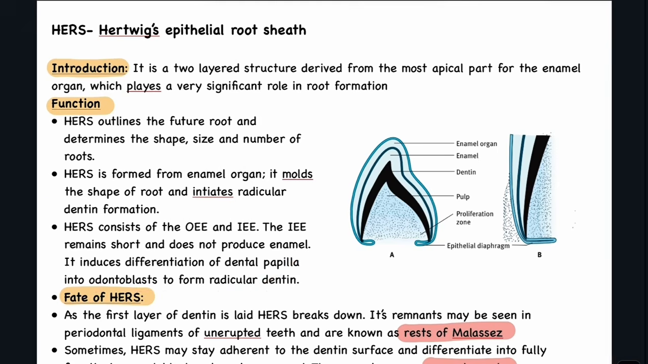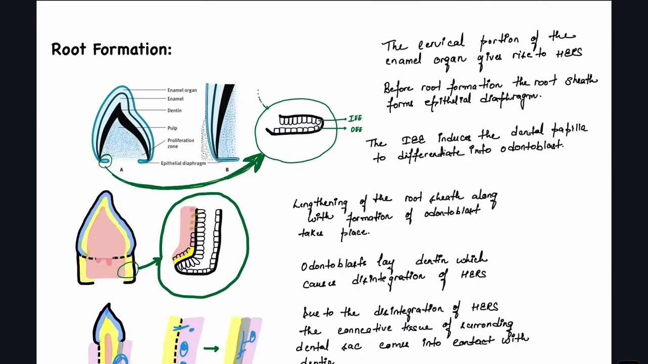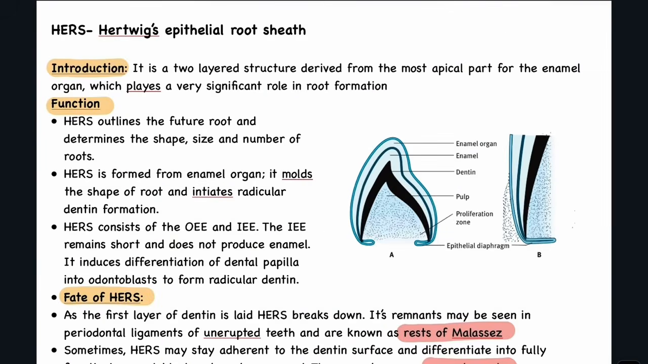Okay. Now, the fate of HERS. What happens to HERS? As the first layer of dentine is laid, HERS breaks down, and its remnants may be seen in the periodontal ligament of the unerupted tooth and are known as rests of Malassez. So as I explained over here, the HERS was broken down. Some remnants of these broken down pieces may remain in the periodontal ligament. This portion will later be attached to the periodontal ligaments. So this may remain and it's called the rest of Malassez.